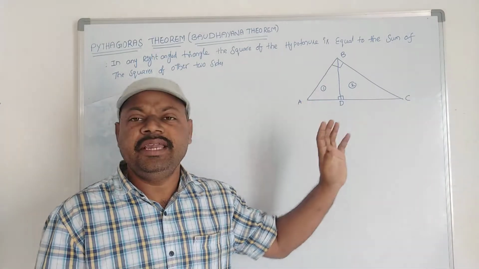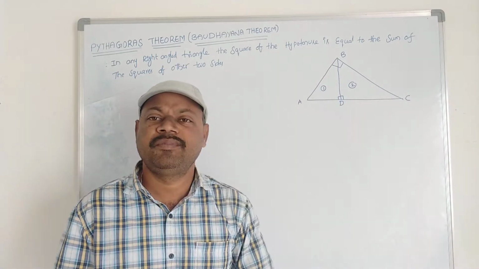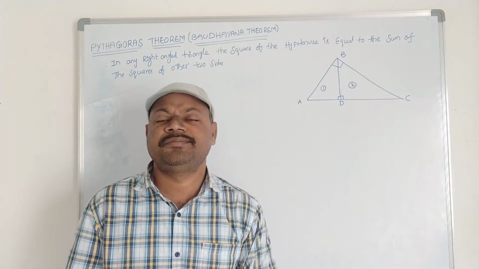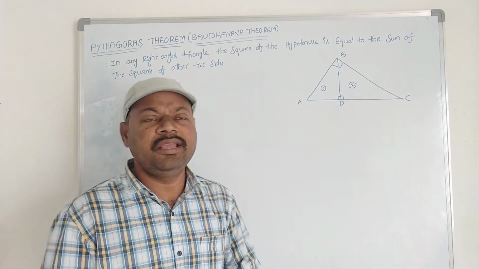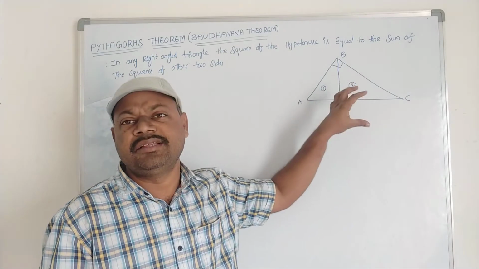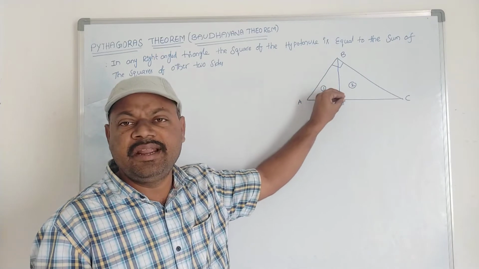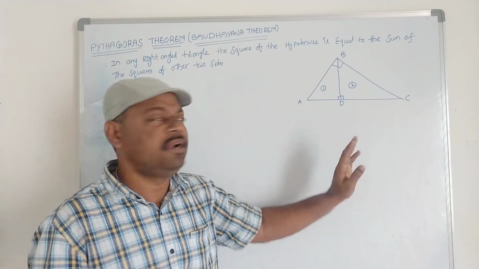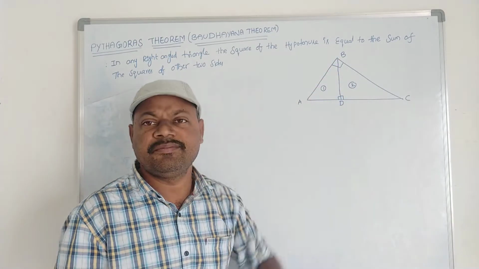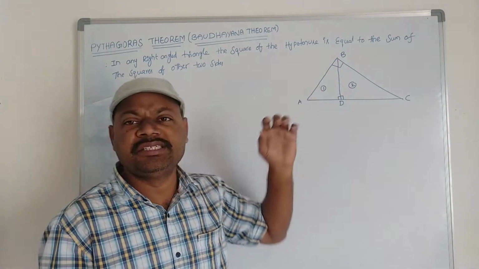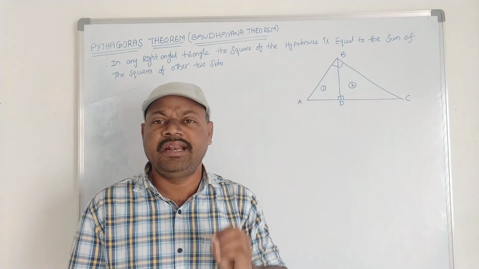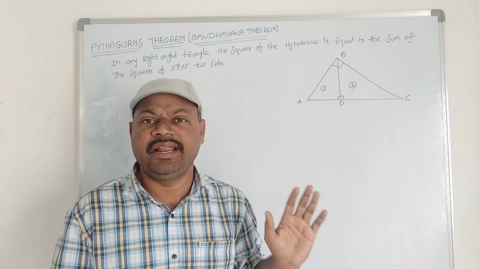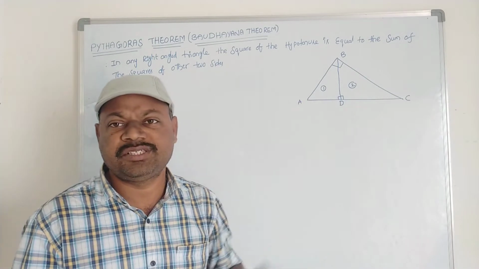The first right angle triangle is similar to the whole triangle ABC. The second right angle triangle is also similar to the whole triangle ABC. So finally, here are three right angle triangles. The first right angle triangle is ADB, the second right angle triangle is triangle BDC, and the whole triangle is ABC. Three right angle triangles are similar triangles. That is the basic concept of Pythagoras theorem.